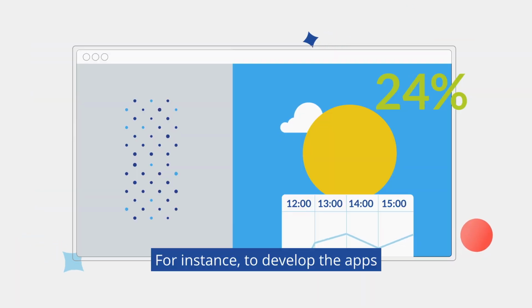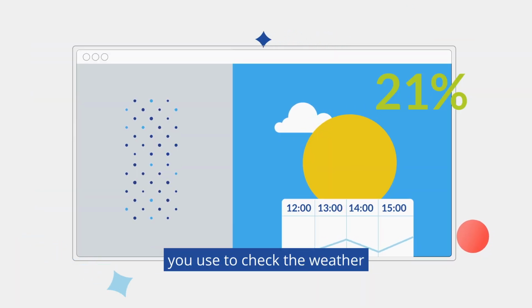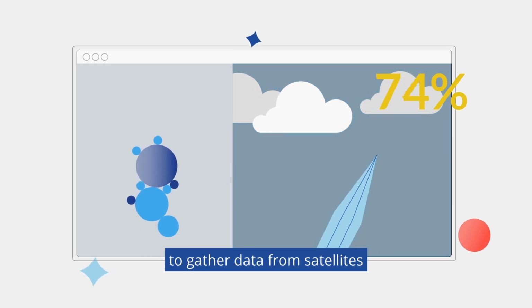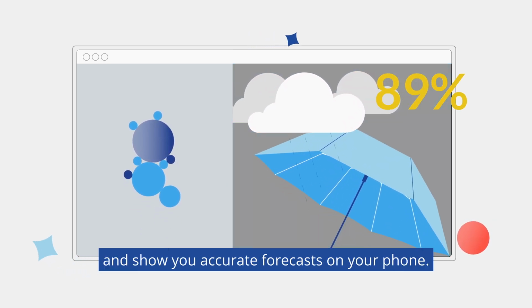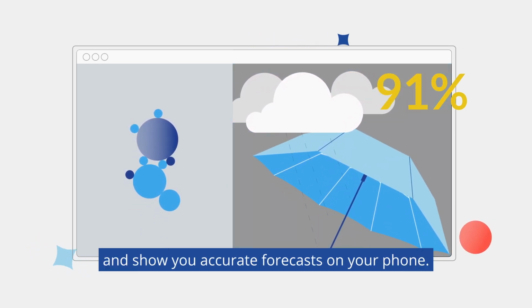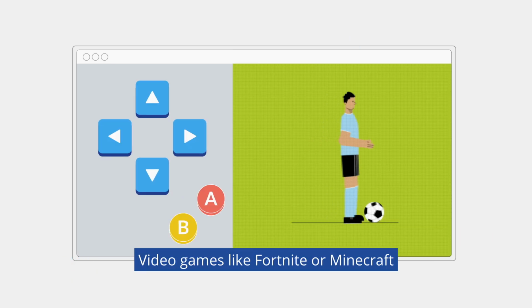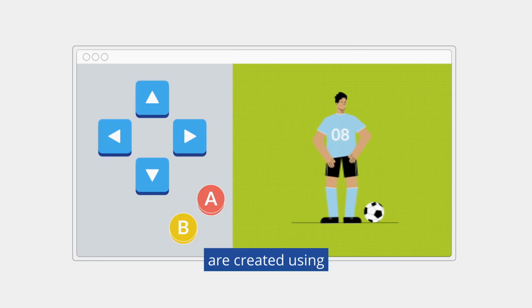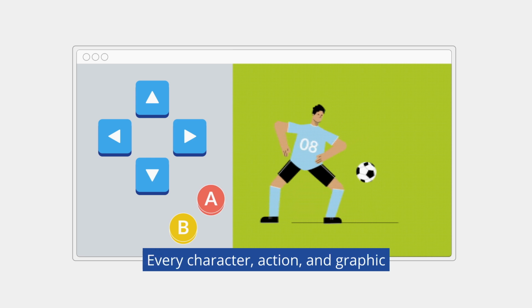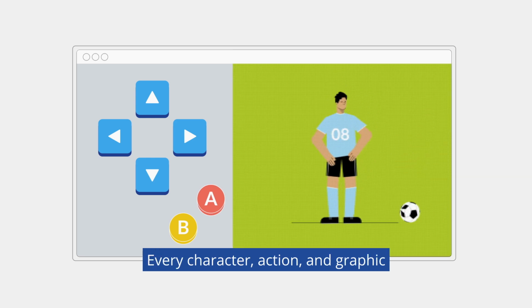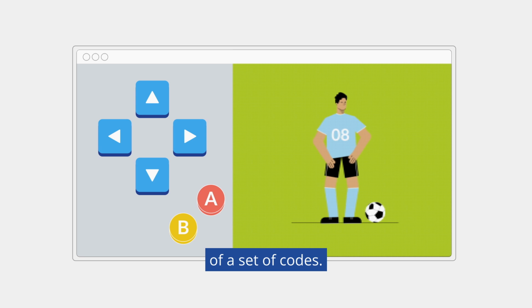For instance, to develop the apps you use to check the weather, developers write code to gather data from satellites and show you accurate forecasts on your phone. Video games like Fortnite or Minecraft are created using programming languages. Every character, action, and graphic is indeed the result of a set of codes.